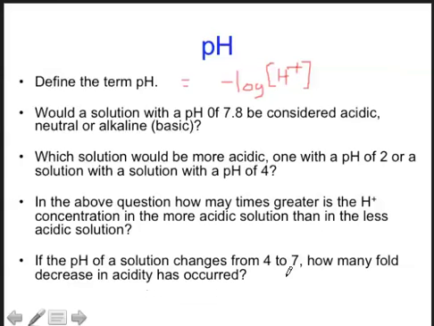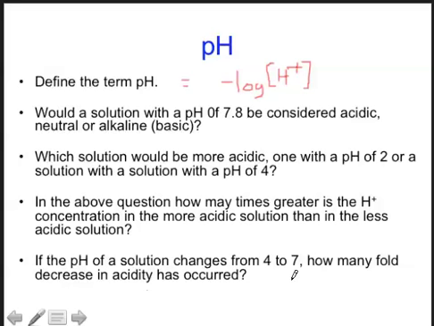If the pH of a solution changes from 4 to 7, how many fold decrease in acidity has occurred? And the answer is 1,000 times, because if you subtract 4 from 7, you get 3. And remember, for every single unit change in pH, that's a tenfold change. So that would be 10 times 10 times 10, which is 1,000.